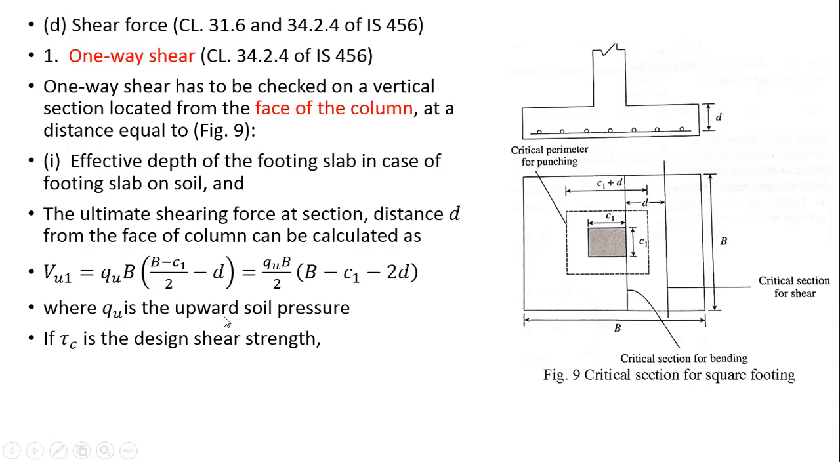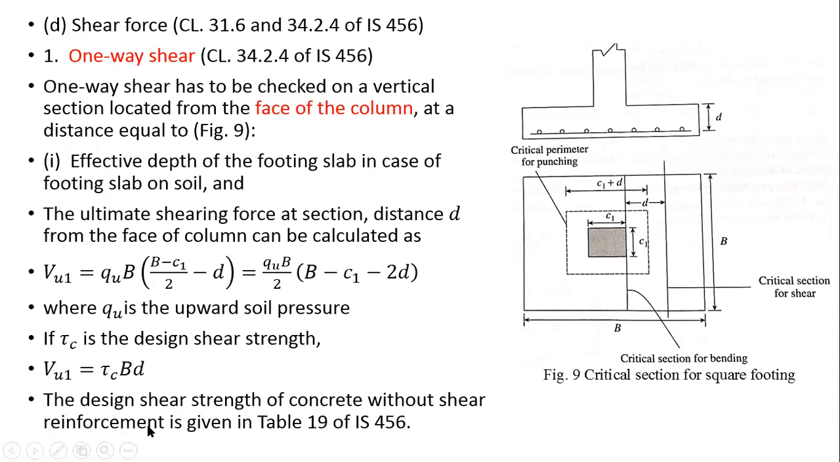Here Q is the upward soil pressure, and tau c is the design shear strength. You know that the shear strength of concrete Vu is given by tau c b d. Tau c is obtained from the IS code. The design shear strength of concrete without shear reinforcement is given in Table 19 of IS 456. So you have to take this value from IS 456 Table number 19. B and d are given here. B is this one and d is this one.